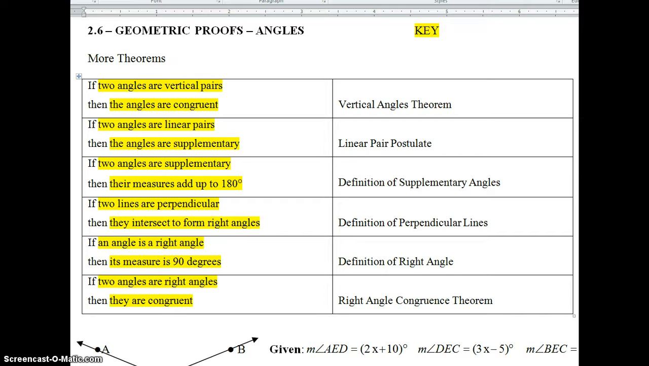And then the last one that we have, which is very useful, is if two angles are right angles, then they're congruent. And I know you're saying, well, duh, but remember, we're not saying they're 90 degrees, we're just saying they're right angles, then we know they're 90 degrees, therefore they've got to be congruent. Okay, so rather than doing all those steps, we can use the right angle congruence theorem.